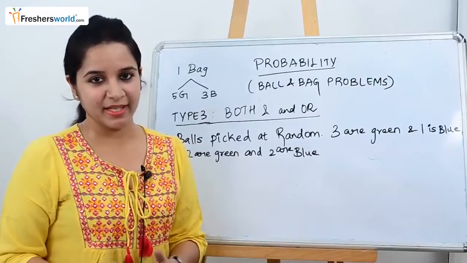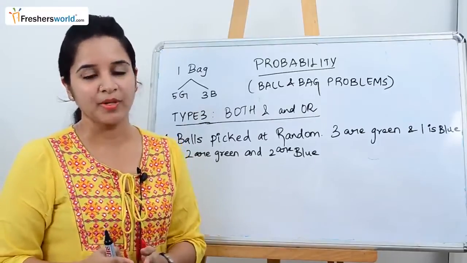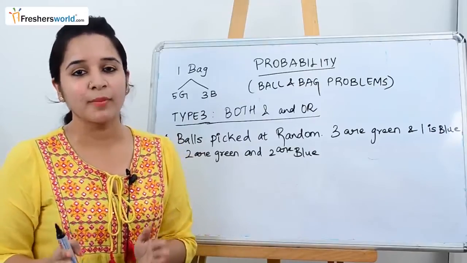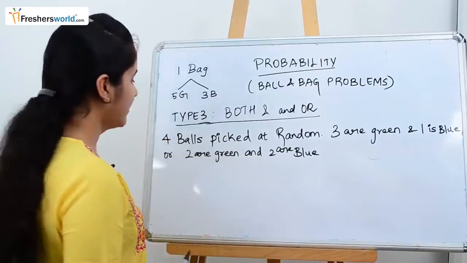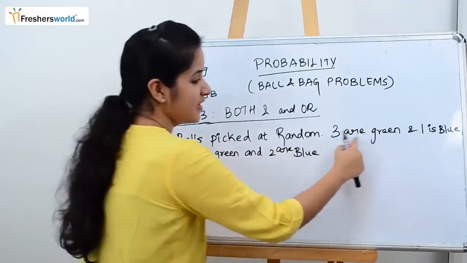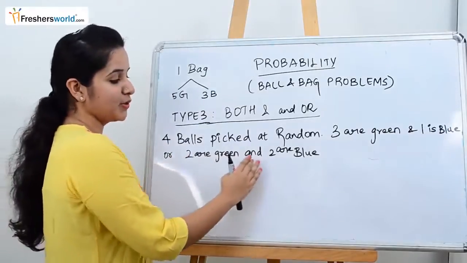Let's go to the third type of sum. So this is a combination of AND as well as OR problem. We already dealt with the AND and OR problem separately. Now it's a combination of both. Let's get started. So the question is, 4 balls picked at random, 3 are green and 1 is blue, or 2 are green and 2 are blue.